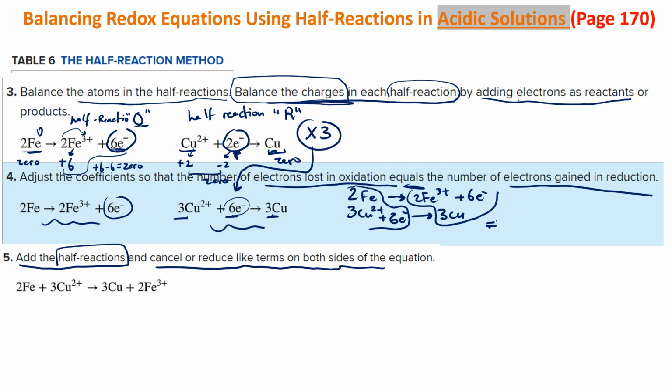So we will get 2Fe plus 3Cu²⁺ plus 6e⁻ gives me 2Fe³⁺ plus 6e⁻ plus 3Cu, right? Now look, I have 6e⁻ on the left and 6e⁻ on the right. We remove them, so we are left with this one.